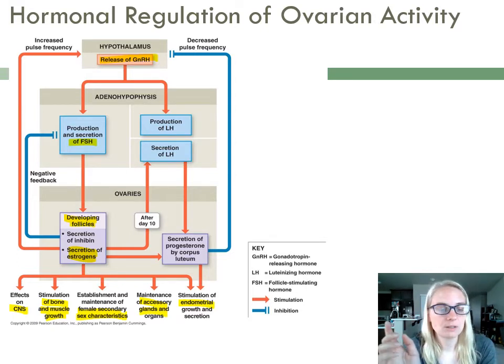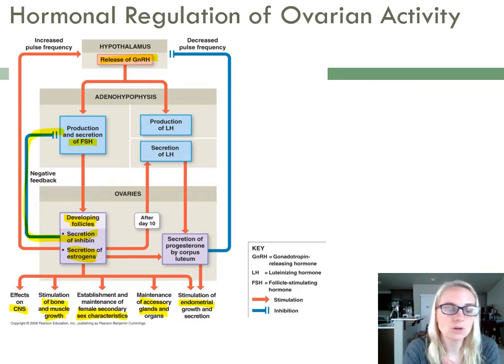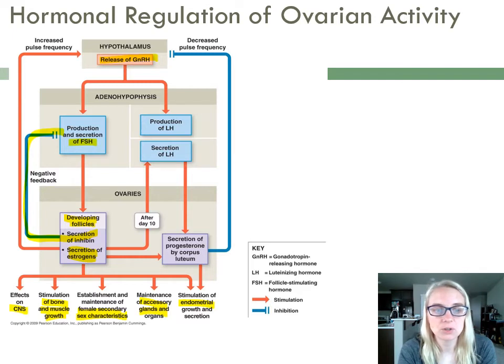So that's FSH, triggering the follicles primarily to release estrogen, and estrogen does this wide variety of functions. You'll notice it also has some inhibitory functions. Inhibin inhibits the secretion of FSH, and we'll see that on the next panel. The other hormone is LH, luteinizing hormone. Luteinizing hormone here triggers the corpus luteum to produce progesterone. And LH is really important for that signal for ovulation that happens on day 14.